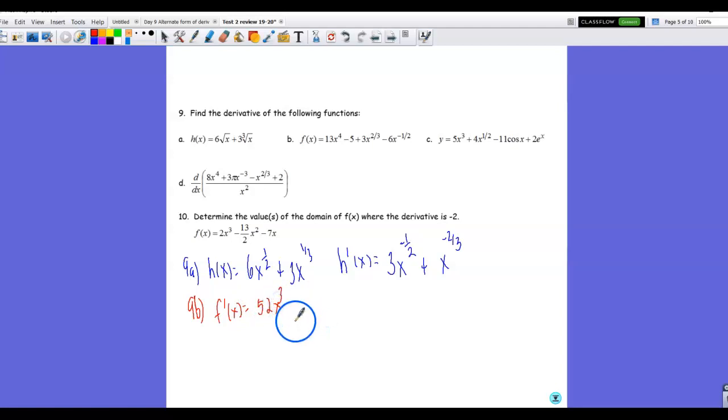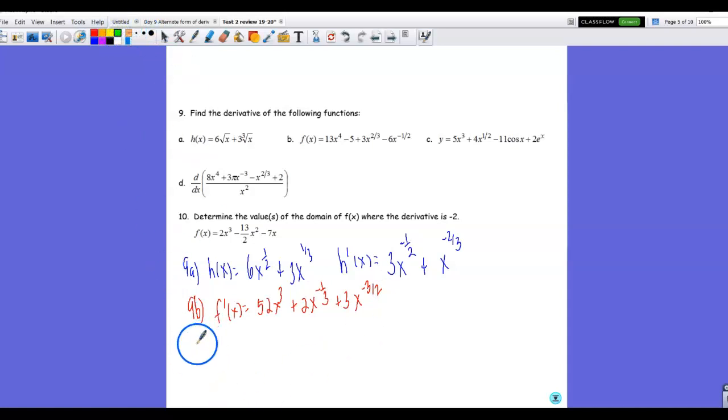Decrease the power by 1. The derivative of the constant 5, which is your AP score, is 0. The derivative of the third term, 2/3 of 3 is 2. Decrease the power by 1, so 2/3 minus 3/3 is negative 1/3. The last term, negative 1/2 times negative 6 is 3. Decrease the power by 1. Negative 1/2 minus 1 is negative 3/2.